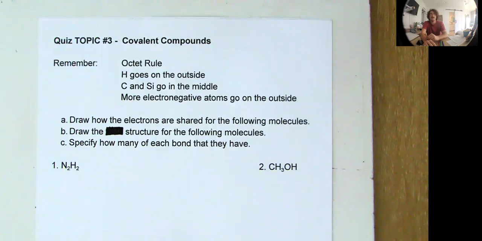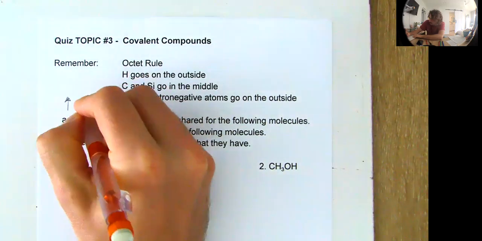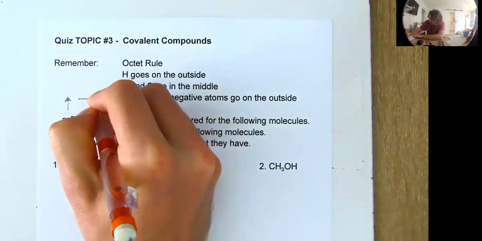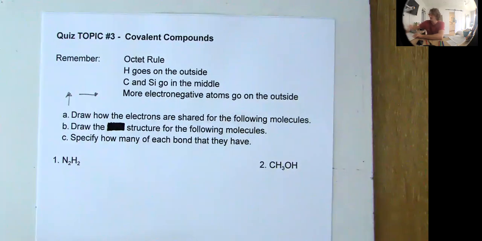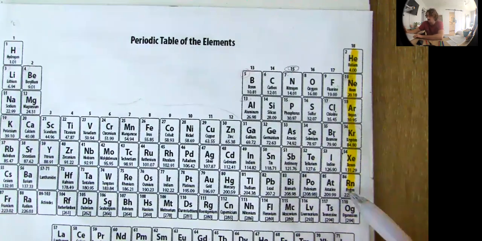Next topic is quiz topic number 3, covalent compounds. Remember the octet rule: the hydrogens go on the outside and the carbon and silicon go in the middle. The more electronegative atoms go on the outside. The more electronegative atoms are the atoms that are further up and further to the right on the periodic table, with the exception that the noble gases don't count for electronegativity.